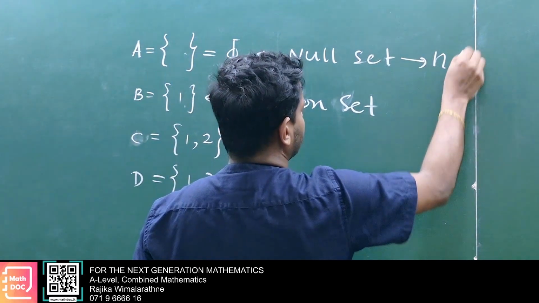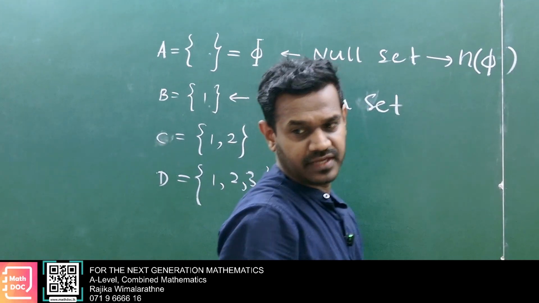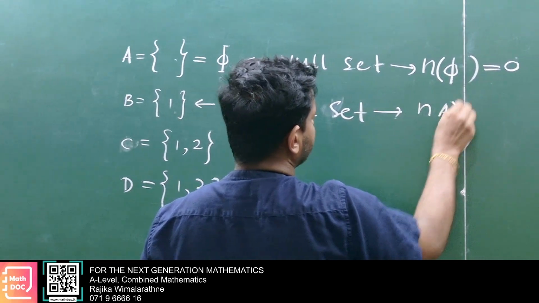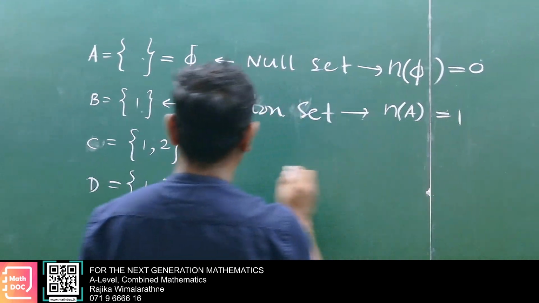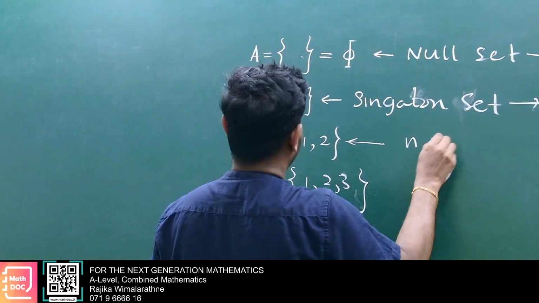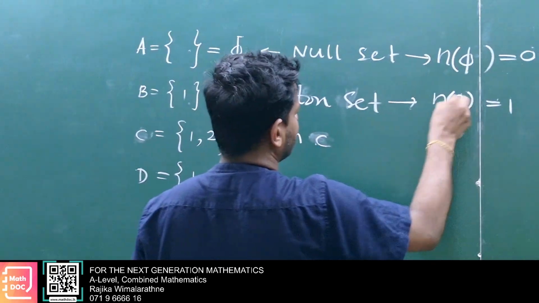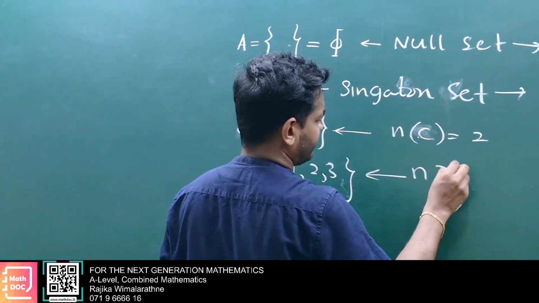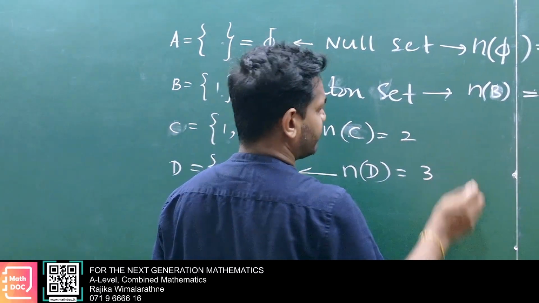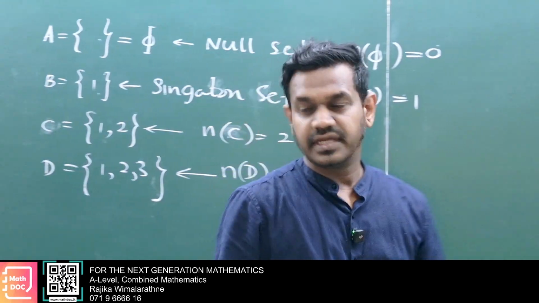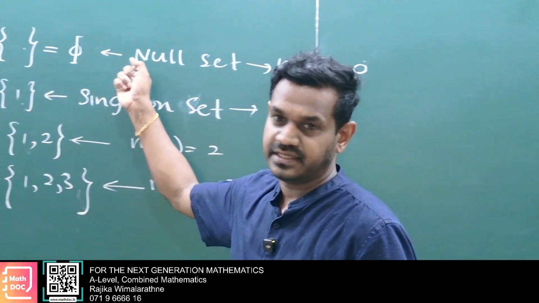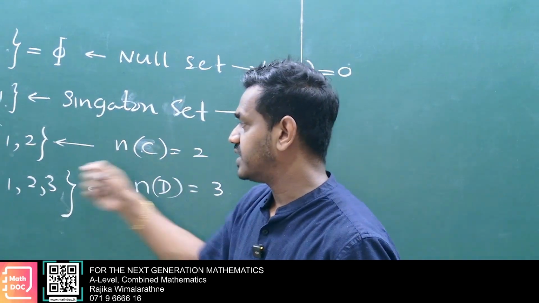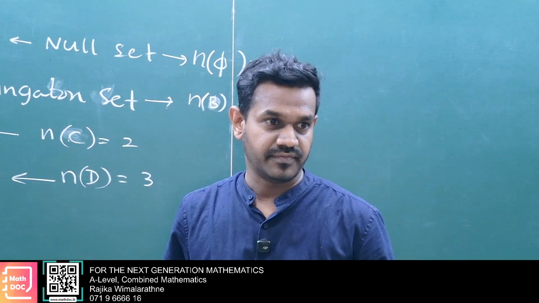Here n(null), where n represents the number of elements, is 0. Here n(A) is number of elements 1. Here n(B), n(C) is number of elements 2. Here n(D) is number of elements 3. So number of elements 0, we call a null set. Number of elements 1, we say a singleton set. Number of elements 2, number of elements 3, and it goes on.